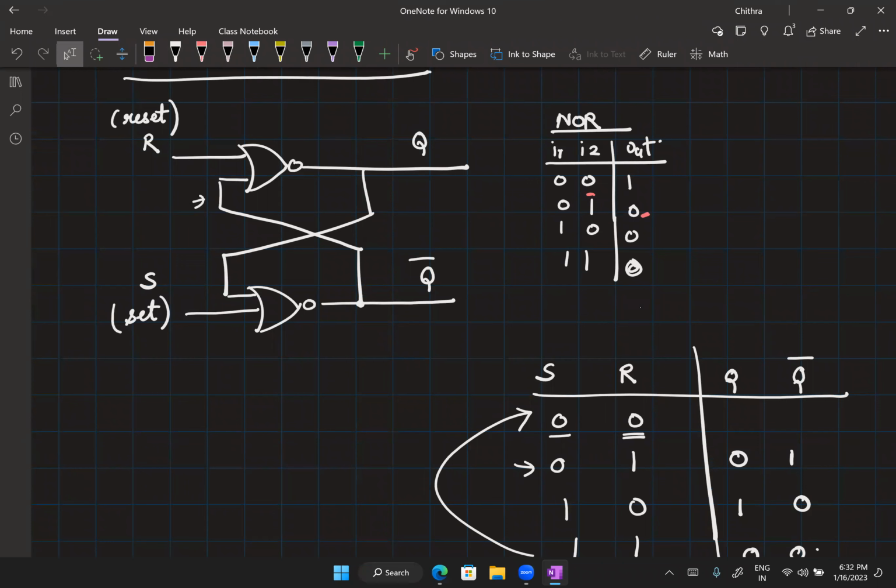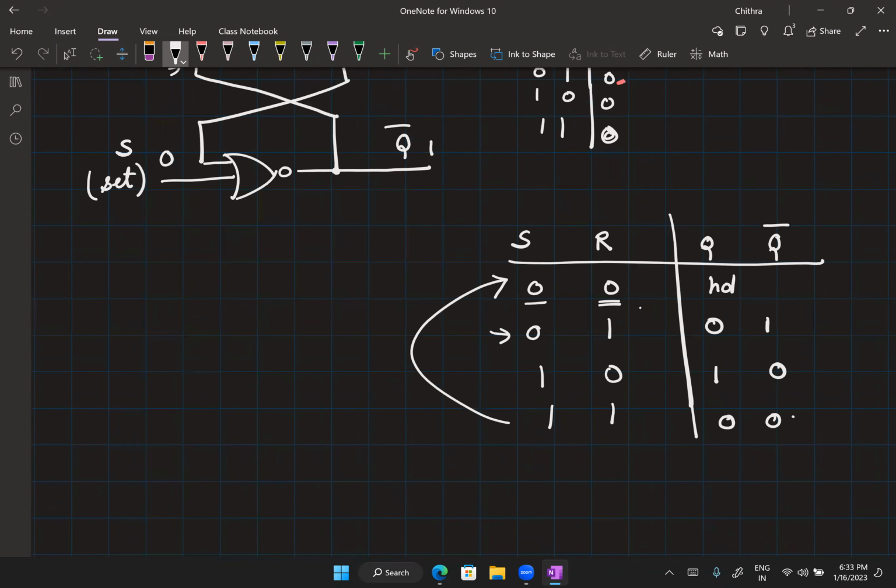Why is it holding? What do you mean by R and S are deactivated? Let's say Q bar is 1. So is that explanation clear? Right. So now this is going to hold the state.